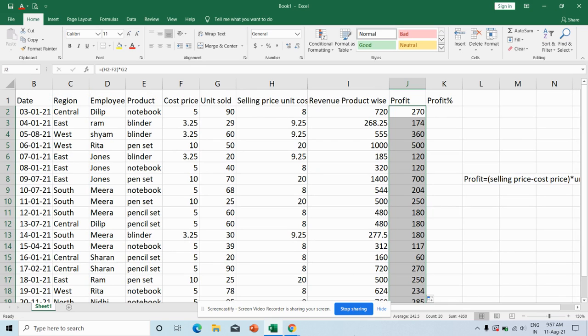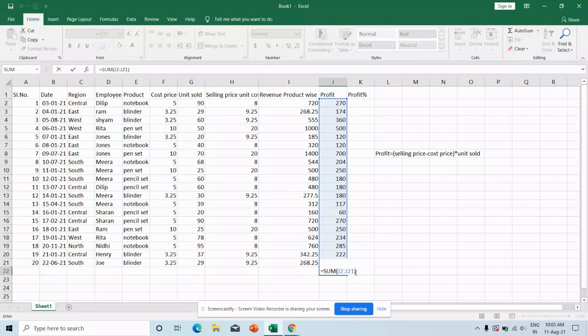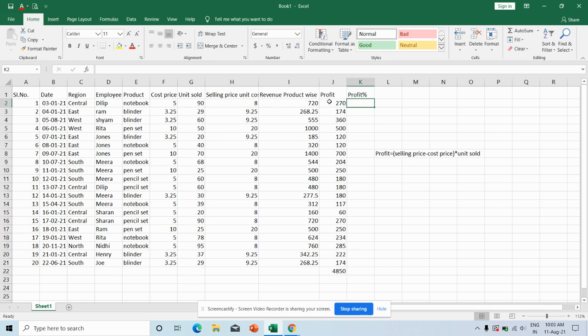So next is profit percentage. Press enter, we'll get the sum. Now for profit percentage, the formula is profit, which is J2, upon $J$22 for percentage, multiplied with 100. I forgot the equal sign. Just put the equal sign, then press enter. We'll find the profit percentage.